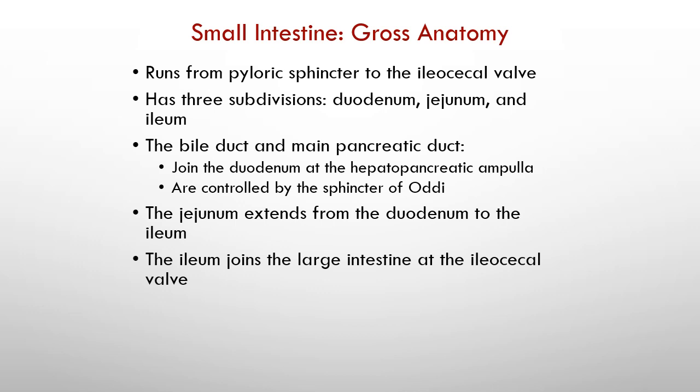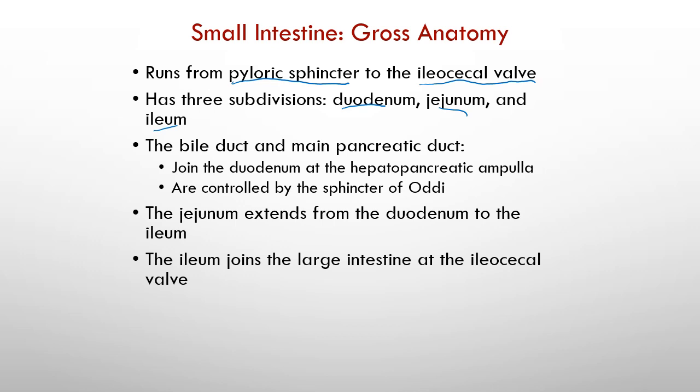The small intestines itself is divided up into three portions. We have the duodenum, the jejunum, and the ileum. So three different regions to the small intestines. And essentially it runs from one sphincter to another sphincter. We have the pyloric sphincter at the stomach, and then we have the ileocecal valve at the colon. And that is going to be the beginning and end of the small intestines themselves.